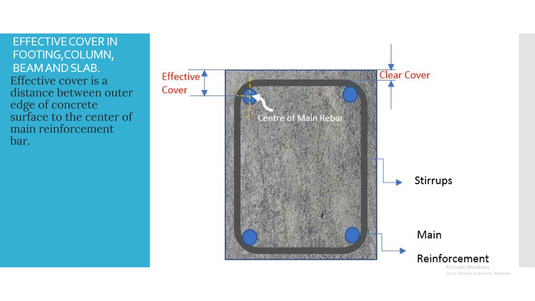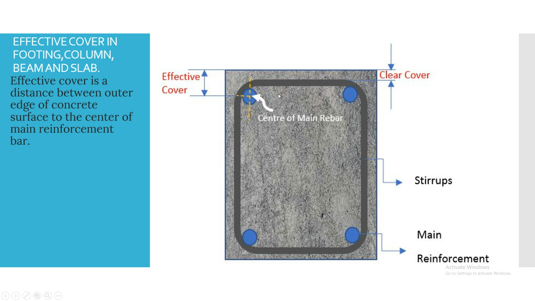Okay, come to the next point. The next cover is effective cover. The same definition, only a minor change, and that change is in the reinforcement. Let's see it word by word. Effective cover is the distance between the outer surface of the concrete to the center of the main reinforcement bar.